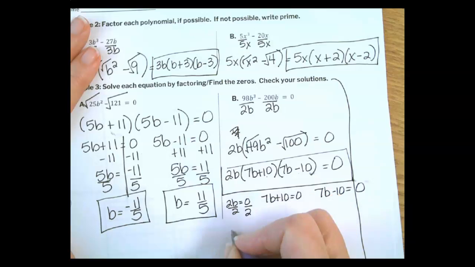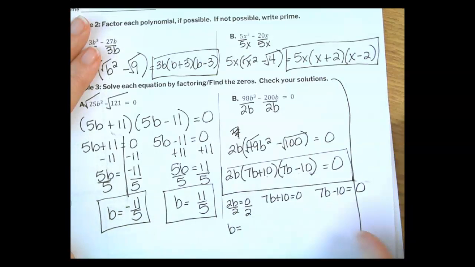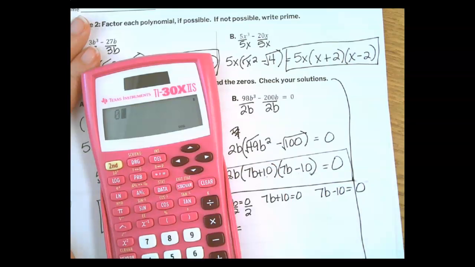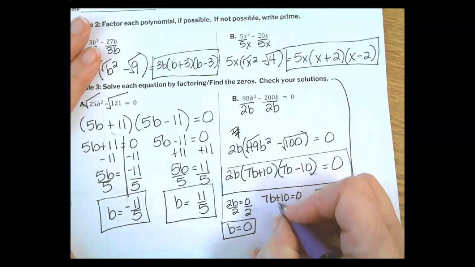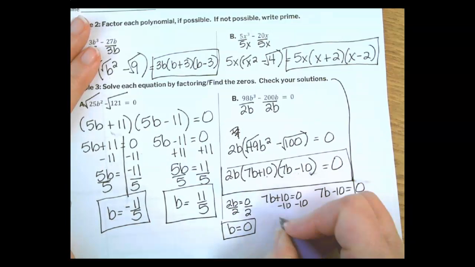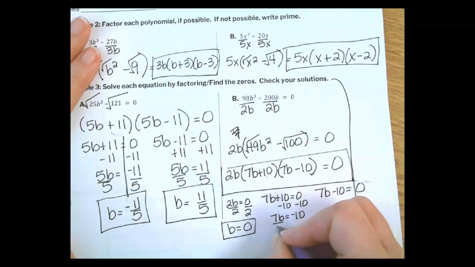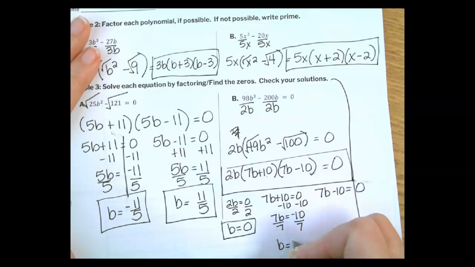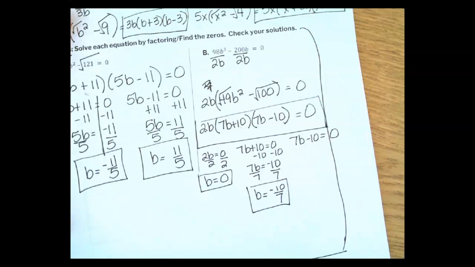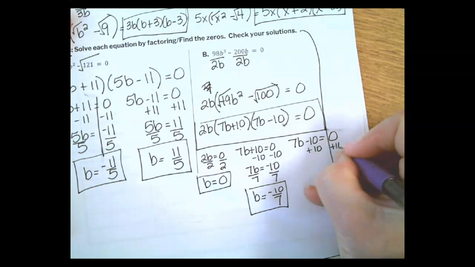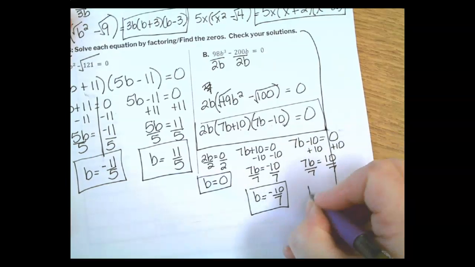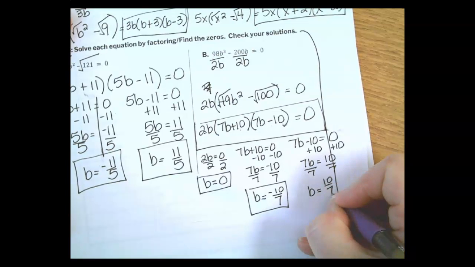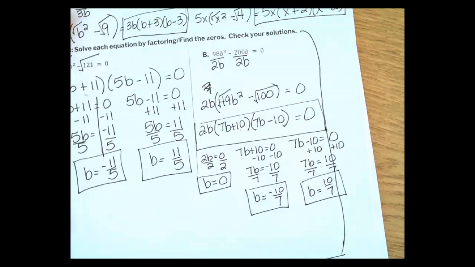Divide by 2. In my calculator, always do this. Don't assume you know what the heck it is. 0 divided by 2 is 0. One solution. Subtract 10. 7b is equal to negative 10. Divide by 7. b is equal to negative 10 sevenths. Next solution. Lastly, you might have figured this out, but this is going to be a positive 10 sevenths. And those are my 3 solutions.